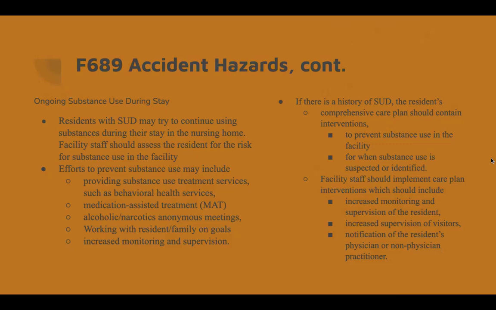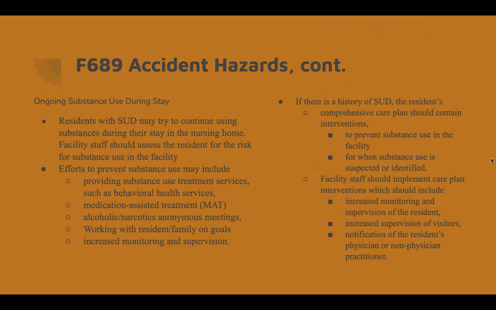Efforts to prevent substance use may include providing substance use treatment services, such as behavioral health services, medication-assisted treatment, Alcoholics or Narcotics Anonymous meetings, working with the resident or the family on their goals, and can also include increased monitoring and supervision. If there is a history of substance use disorder, the resident's comprehensive care plan should contain interventions to prevent substance use in the facility and for when substance use is suspected or identified.